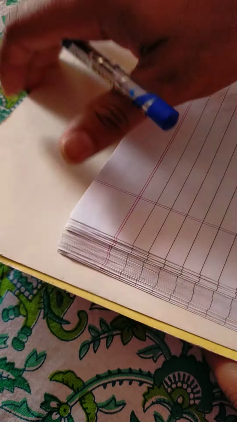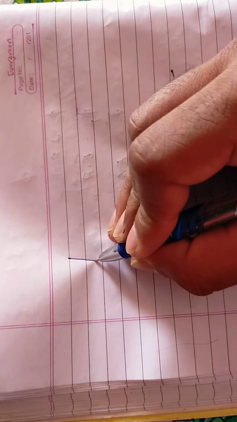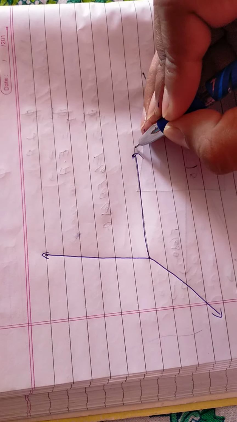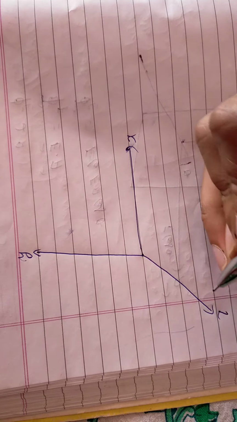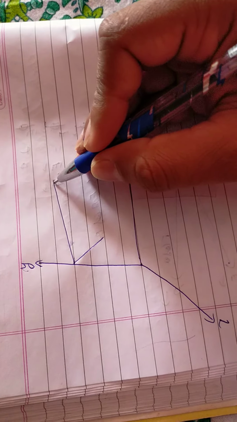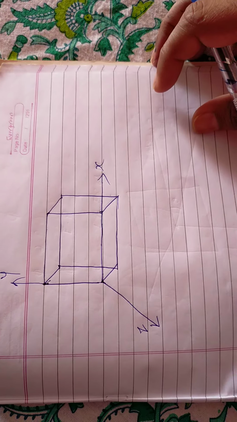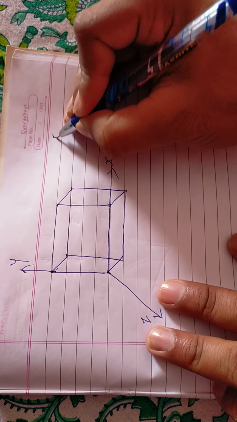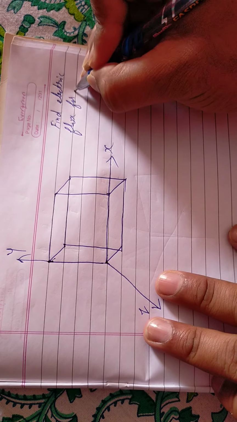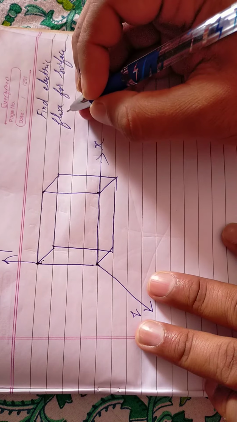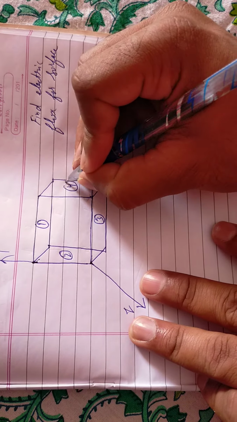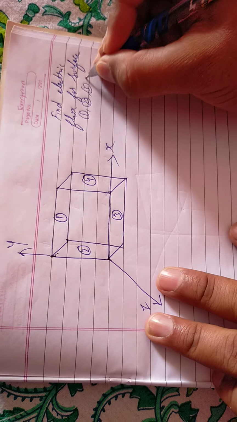Now second, suppose you are given a three dimensional structure. This is your x, y and z axes. Here I have drawn a cube. Suppose we are given this cube in the question, and they said find the electric flux for surface 1, 2, 3 and 4.